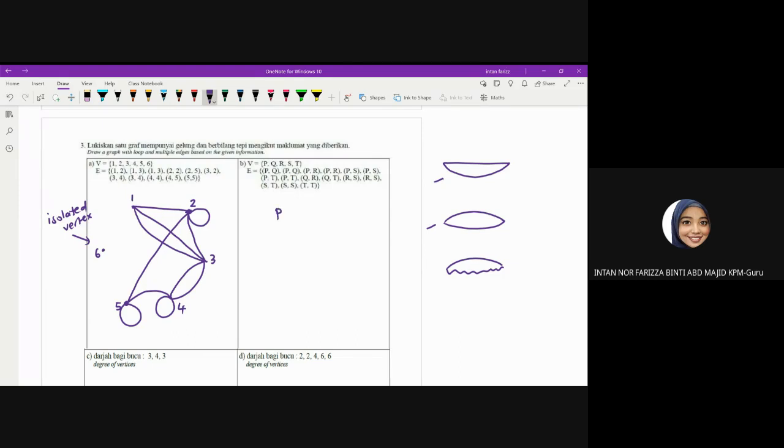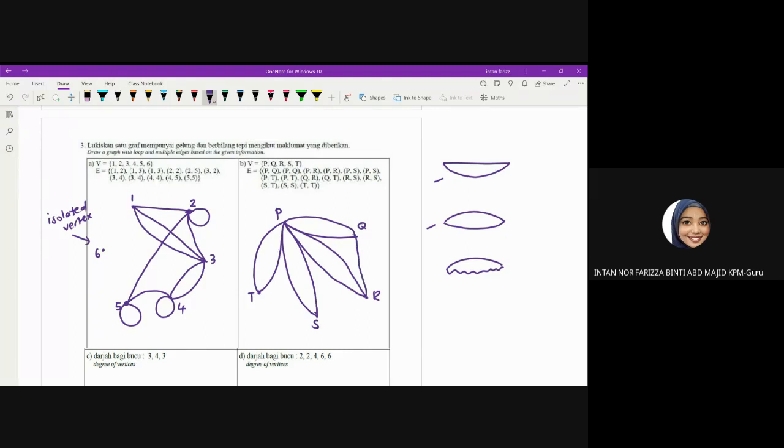Okay, next we do P. The next one, list out the P, Q, R, S, and T. Okay, you do yours, I do mine. PQ, PQ, that means multiple edges. PR, PR. PS, PS. PT, PT. It looks like a flower, I guess. Okay, PT, PT done.